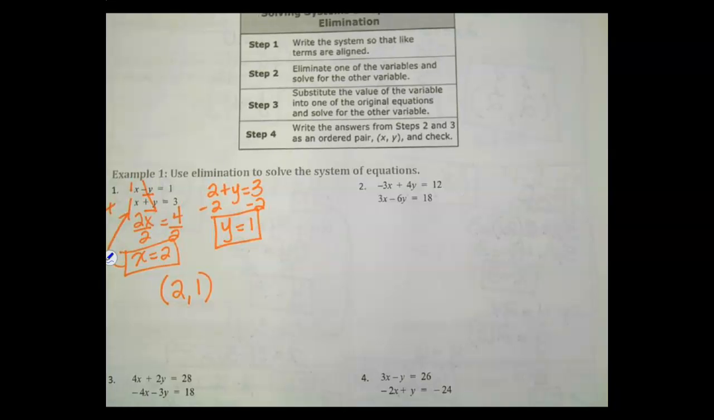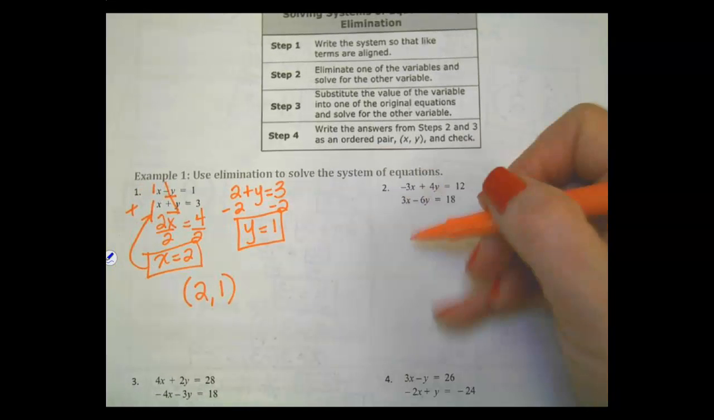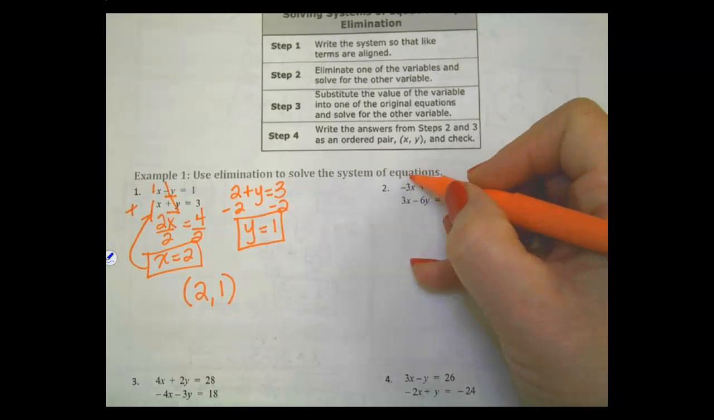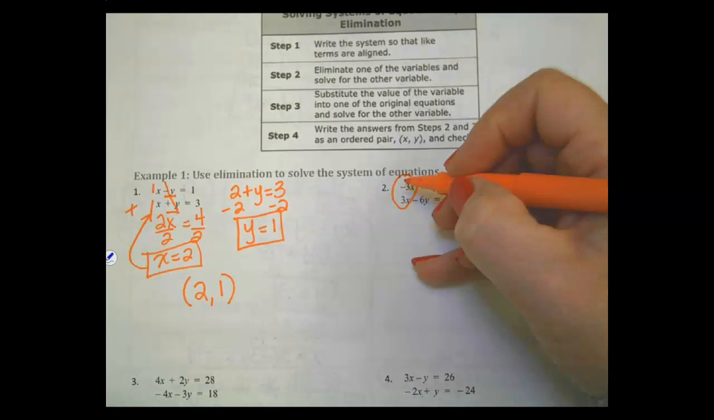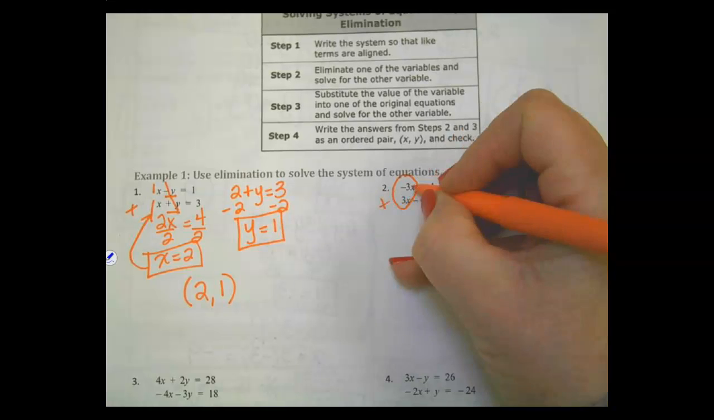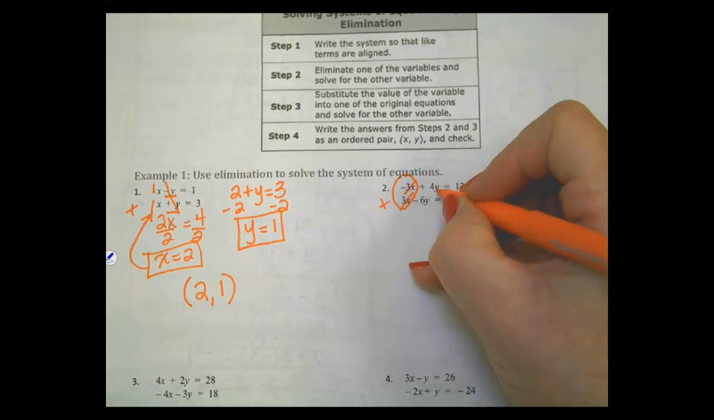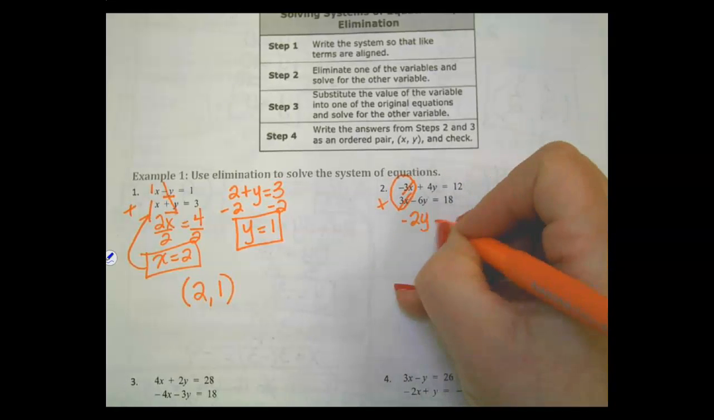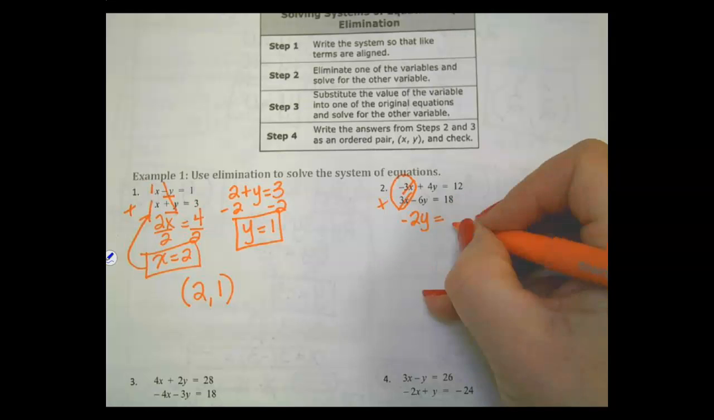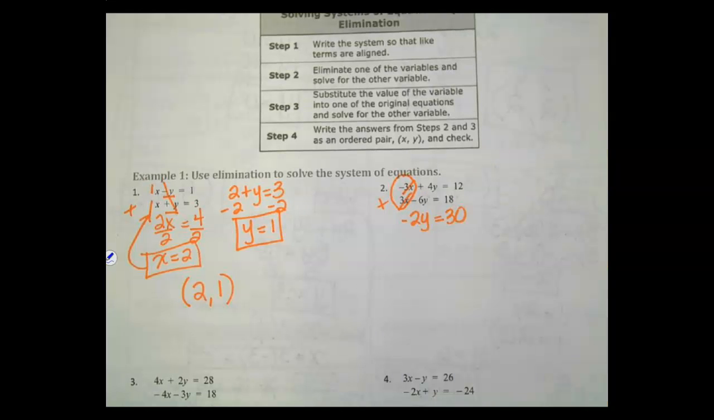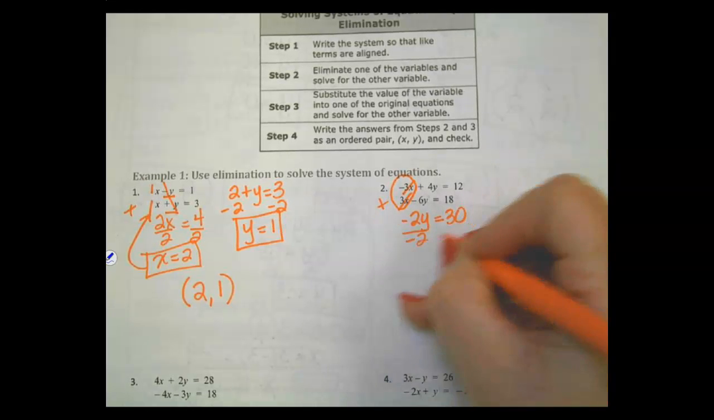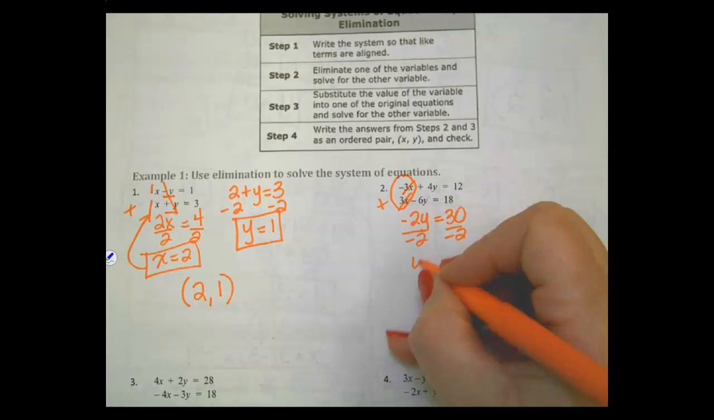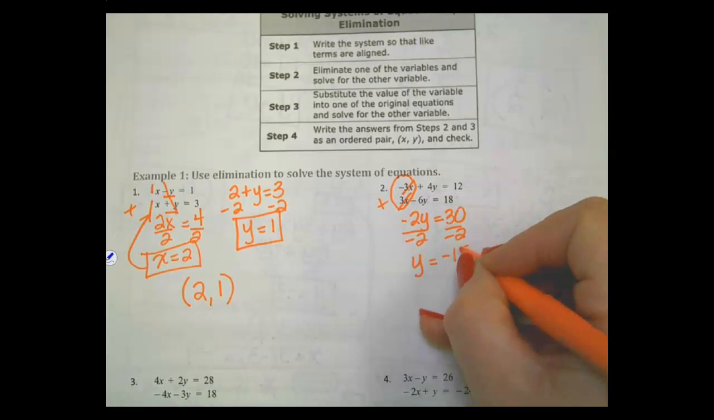My next one, same sort of thing. They're aligned. We're looking at things that you can eliminate. By adding these two together, these would cancel out. So I'm left with 4y minus 6y, which gives me a negative 2y. If I add these two together, I get 30. Divide both sides by negative 2. y is equal to negative 15.